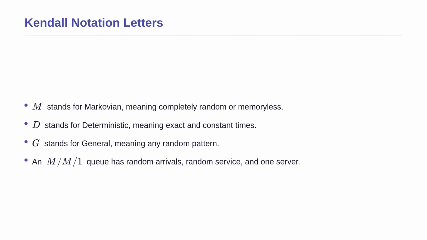Let us look closer at the specific letters used in the first two positions of Kendall notation. You will usually see the letters M, D, or G. The letter M stands for Markovian, which means the process is memoryless or completely random. This usually implies a Poisson distribution for arrivals or an exponential distribution for service times. The letter D stands for deterministic, meaning the time is exactly the same every single time, like an automated machine. The letter G stands for general, meaning any random pattern. So an M/M/1 queue means random arrivals, random service times, and exactly one server.